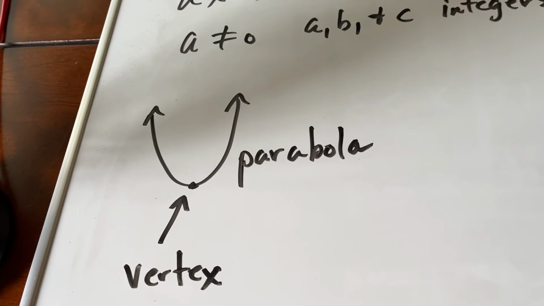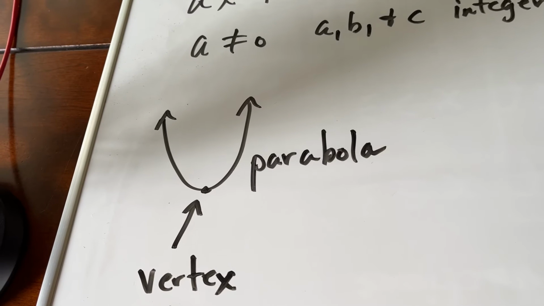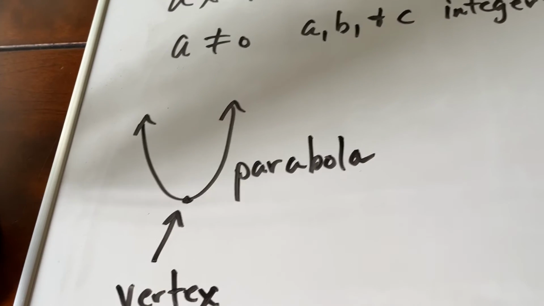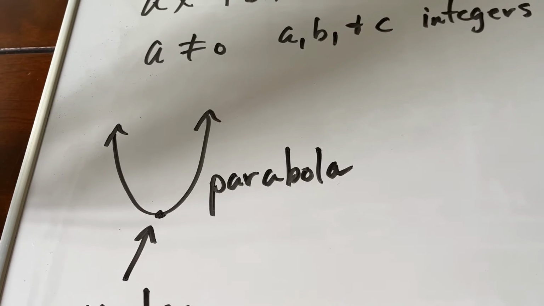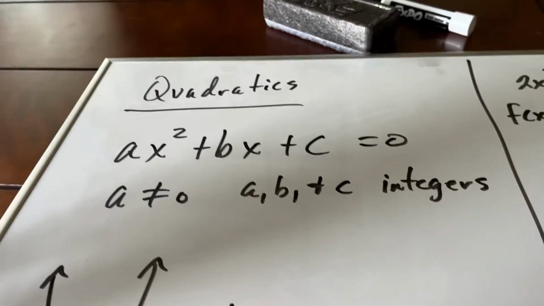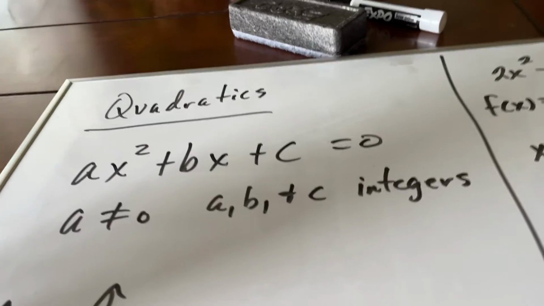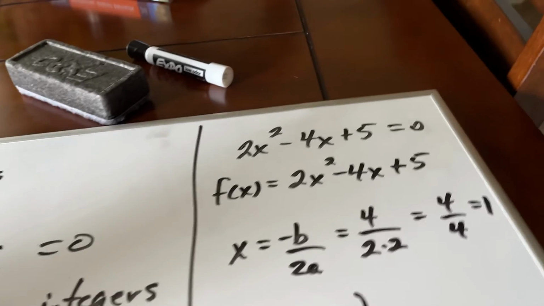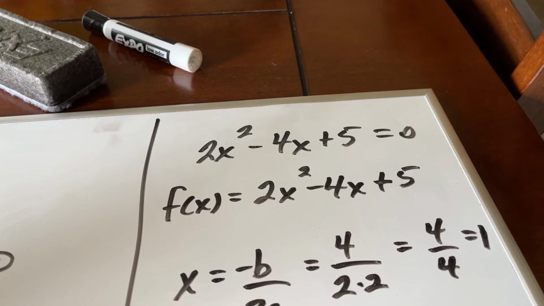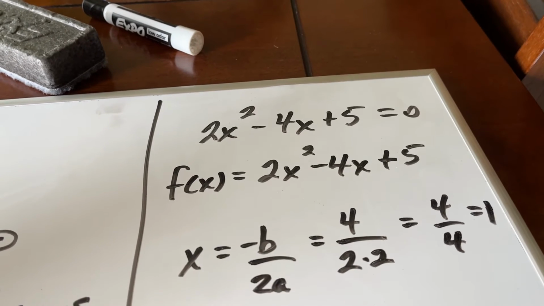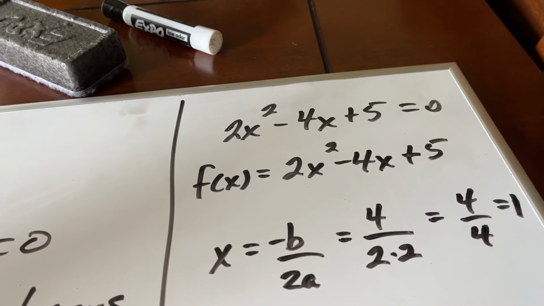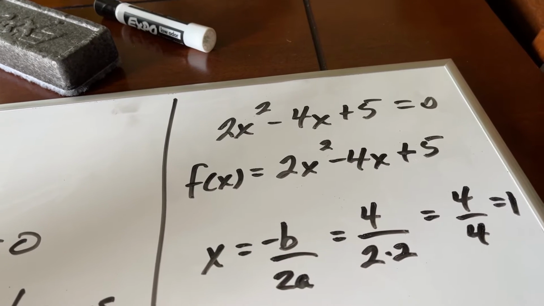So the vertex is a key point. It is either the minimum point, the lowest point on the parabola, or it is the highest point if it's opening downward. Since that's such an important point, we need a quick way of finding the vertex. So consider this equation, 2x squared minus 4x plus 5 equals 0, or perhaps it's written in function notation, f of x equals 2x squared minus 4x plus 5.